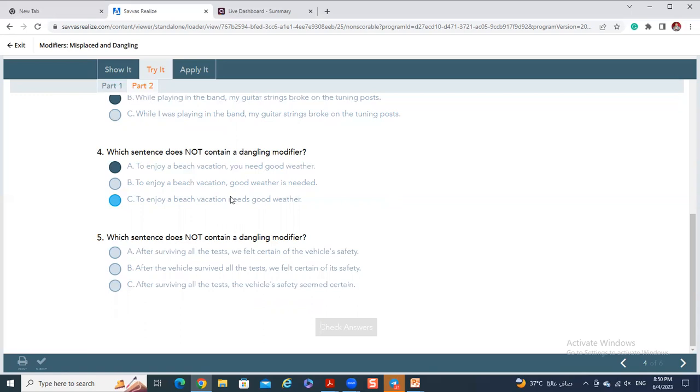After surviving all the tests, we felt certain of the vehicle's safety. After the vehicle survived all the tests, we felt certain of its safety. After surviving all the tests, the vehicle's safety seemed certain.